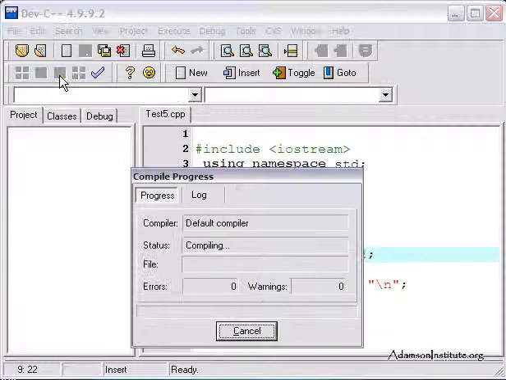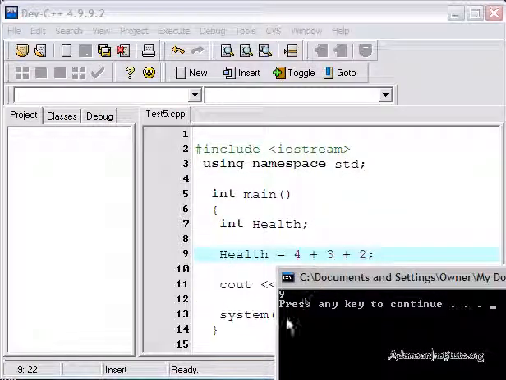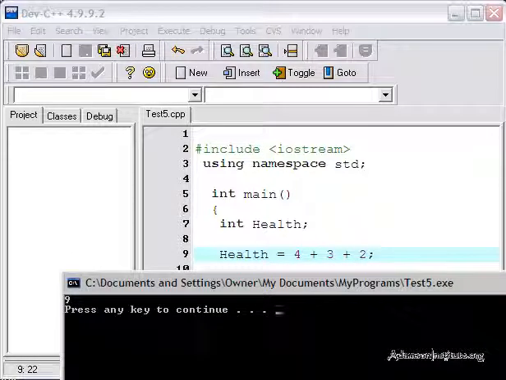Let's try it. Let's compile it. And there it goes. Let's see what the output is. And there it is. It's a 9. So I see I can do a series of additions. And I can do as many additions as I wish in C++.